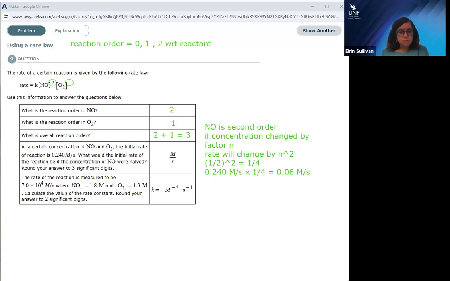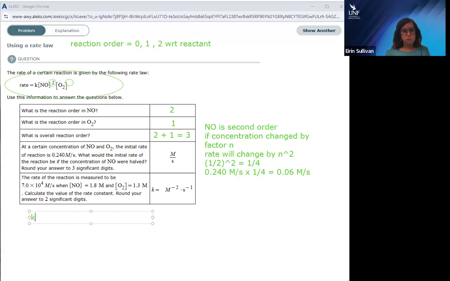Okay, and then the last part of this question, the rate of the reaction is measured to be 7 times 10 to the 4 molarity per second, with the given concentration of nitrogen monoxide, 1.8 molarity, and oxygen equals 1.3 molarity. Calculate the value of the rate constant. So what we're going to do is we're going to take our rate equation, our rate law, rearrange and solve for K. So you can do this if you have measured the rate at any given point in time. If you know the concentration of each of those reactants, you can rearrange and solve for the rate constant K, which, as the name implies, is going to be constant over the course of the reaction.